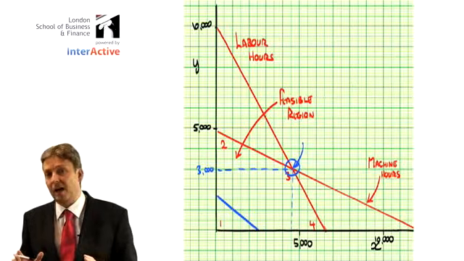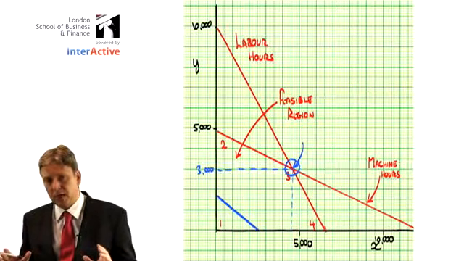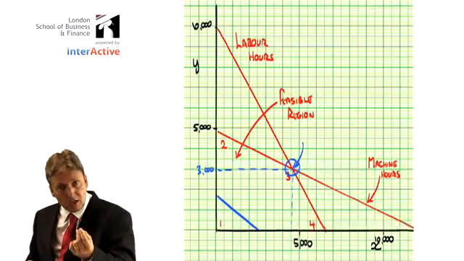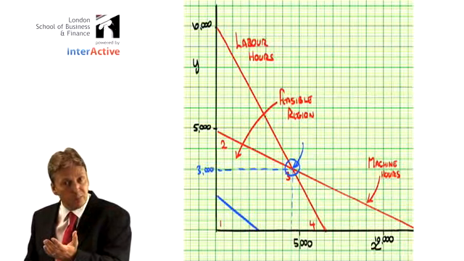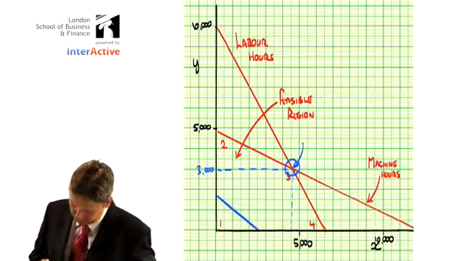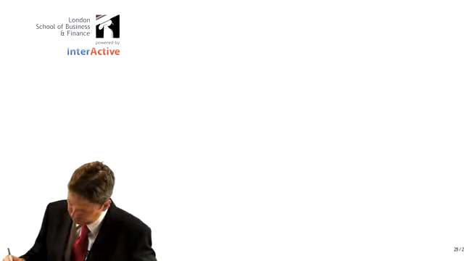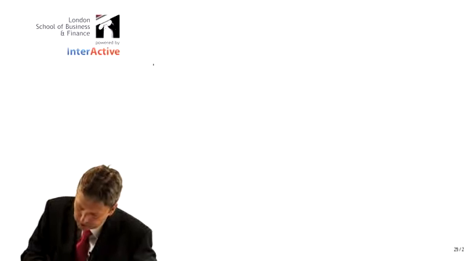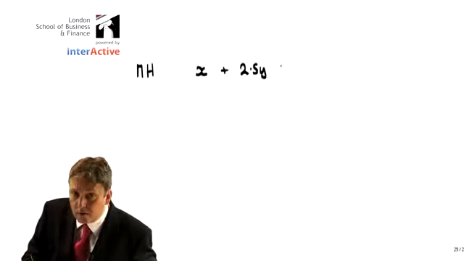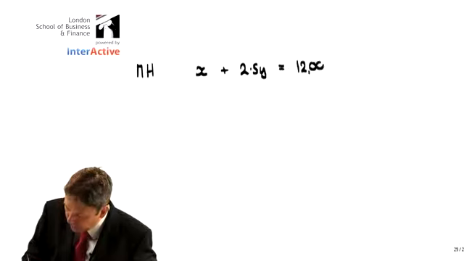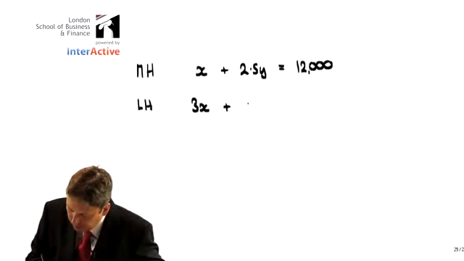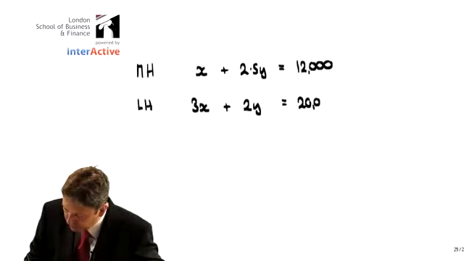Well, maybe some of you remember back to the good old days when you learnt something called simultaneous equations. Now we know that the maximum contribution is earned where labour and machine hour constraints meet. All we have to do is to solve them simultaneously to find that point. Thinking back to our constraints, we had our machine hour constraint, x plus 2.5y, and remember the line equates to 12,000. And we have the labour hour constraint, 3x plus 2y equals 20,000.